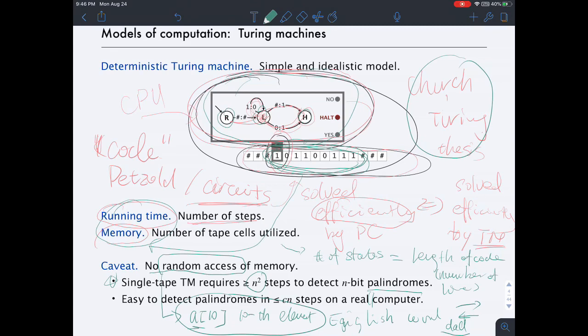If you do things this way in Python, it's going to take a constant amount of time to access the value of the 10th element of this array. But in the Turing machine, it has to go cell by cell, moving 10 times, and then identify the 10th element. So the overhead essentially comes from the fact that the Turing machine doesn't have a random access model.